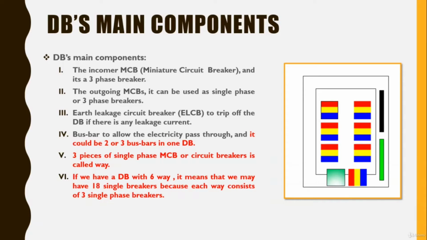Please note that the outgoing MCBs could be single-phase circuit breakers or three-phase circuit breakers. We call each 3 single-phase circuit breakers a way, which means the way consists of 3 phases: red phase, yellow phase, and blue phase. Therefore, a 3-phase circuit breaker is also called a way because it consists of 3 phases. For example, if we have a DB consisting of 6 ways, it means we might have 18 single-phase circuit breakers, because each way consists of 3 phases.